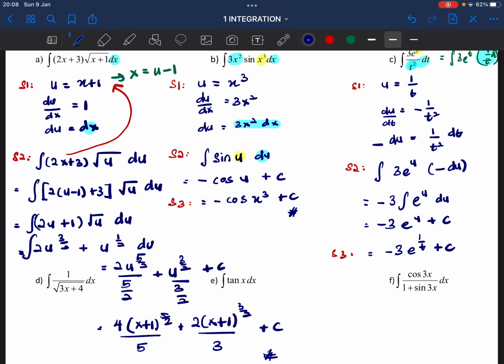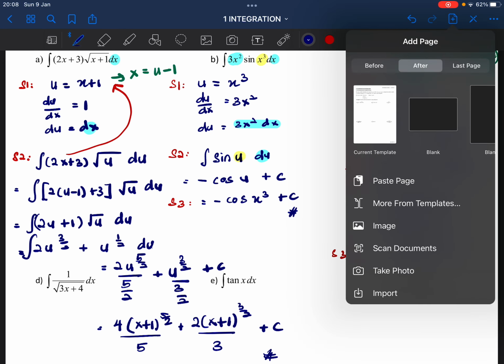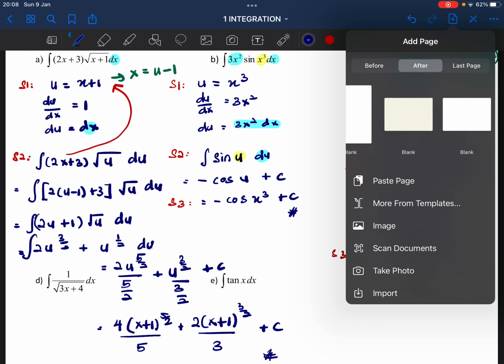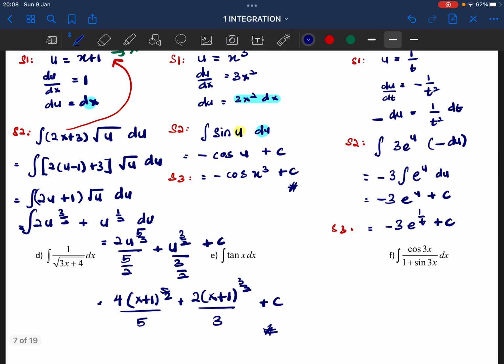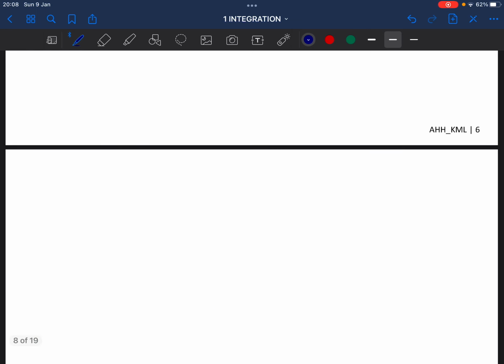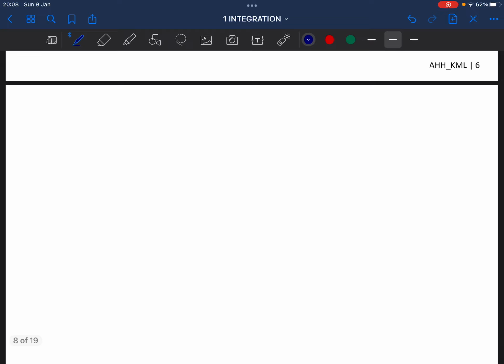Okay, alright, so let's try one more example. Let's see example E. Here we have tangent x dx. Back in the previous video, I told you we only know how to integrate cos, sine, and secant squared x. So how are we going to integrate tangent x? There are no basic rules. That means if there are no basic rules, you have to do something with that expression. So tangent x, trigo, how can we change that?